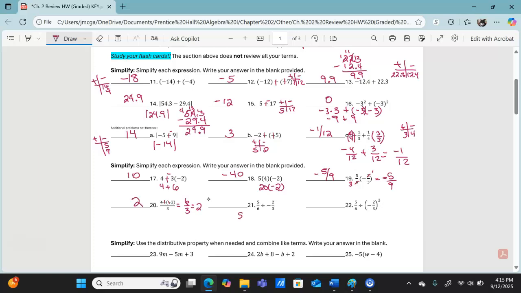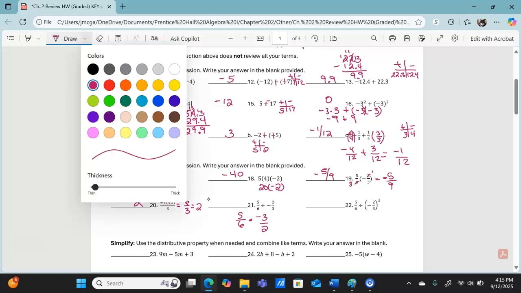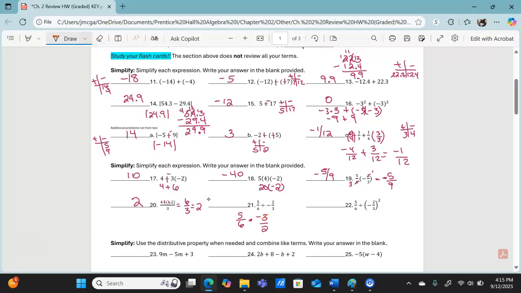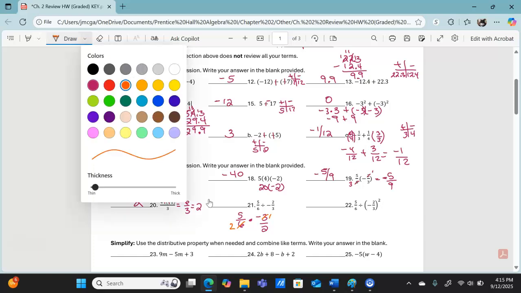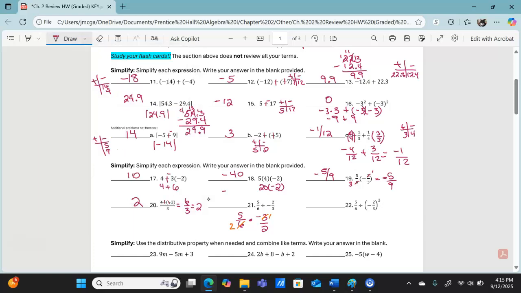Here, division, we need to invert and multiply. So we're going to invert our second fraction. 3 will go into 6 2 times. So we have 5 times 1 is 5. 2 times 2 is 4. You can leave it as an improper fraction. If you did it as a mixed number, it would be 1 and 1/4, -1 and 1/4.